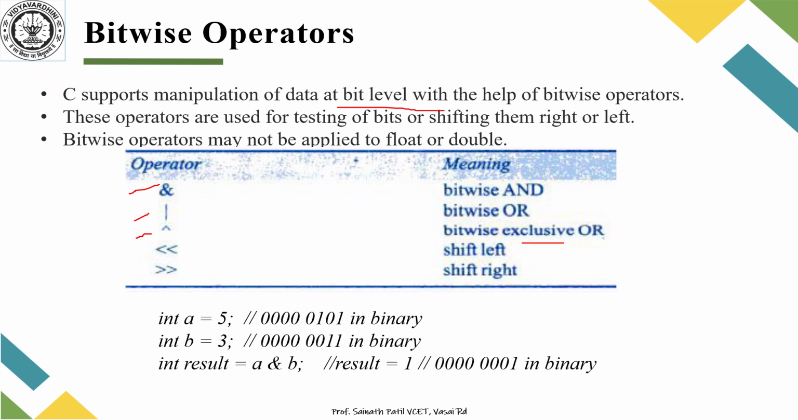For example, suppose we have int a is equal to 5, which is represented in 8-bit format like this in binary. Int b represented in binary like this. So suppose we have result is equal to a and b, that is bitwise and. So result will be 1, which is like and at each corresponding bit.